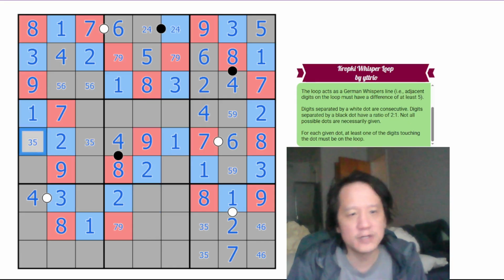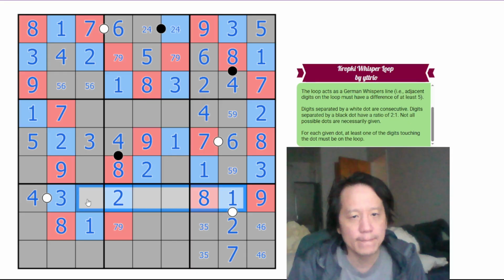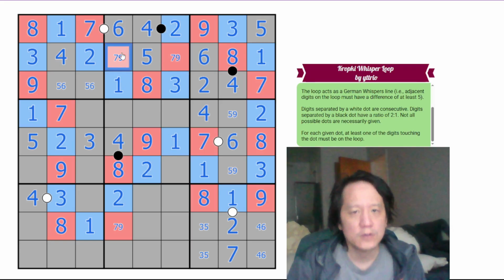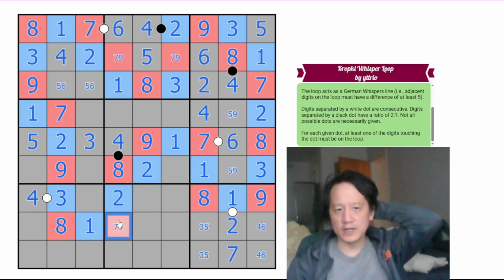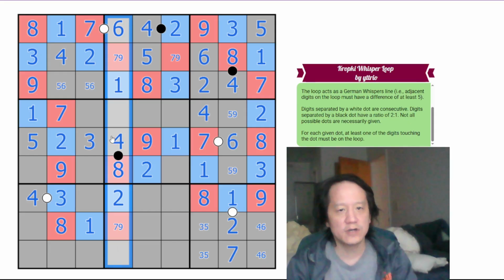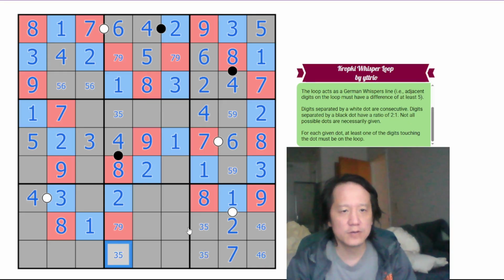This 3 eliminates 3 here, so this is 5, which makes that 3. Okay, let's see. This 2 eliminates 2 here, so it's 4 and 2. We have a 7-9, 7-9 pair in column 4, which eliminates 7-9 in the rest of the column, so this must be a 3-5 pair and a 3-5 pair.